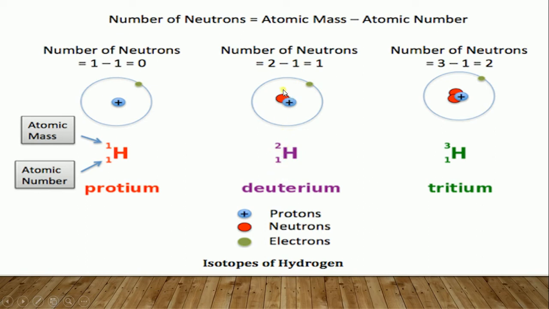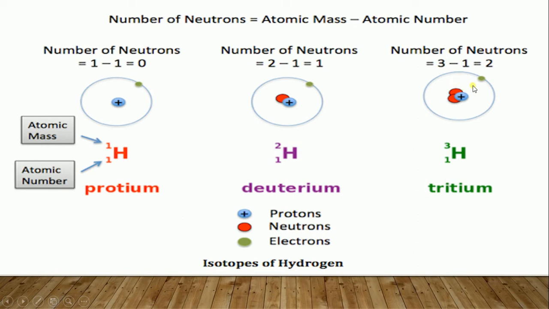Here we can see that inside the nucleus there is one proton and one neutron. So the mass number of an element is the total number of protons plus neutrons. So we can say the mass of this hydrogen is 2 because there is one neutron and one proton. That's why this hydrogen is called hydrogen 2, or we can say deuterium.